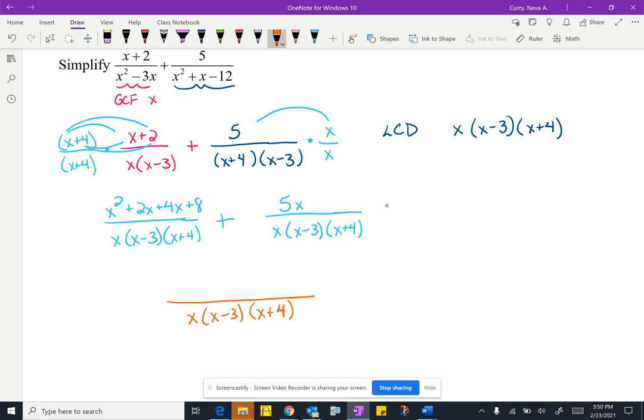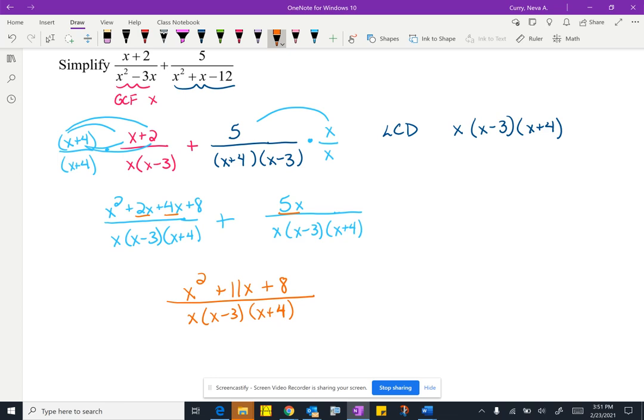So I've got an x squared, and I don't have any other x squared. I've got a 2x, a 4x, and a 5x. Those are all like terms, so that's 11 x's. And then I have the constant of 8. Sometimes we might need to check and see if this could factor further in the numerator. I don't think it does in this case, so we would be done simplifying.